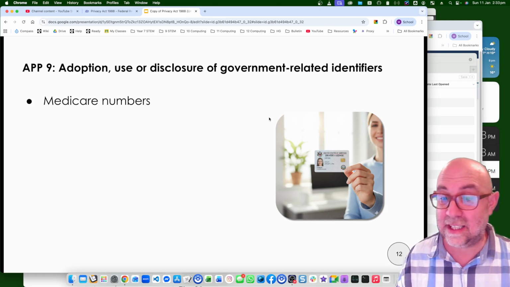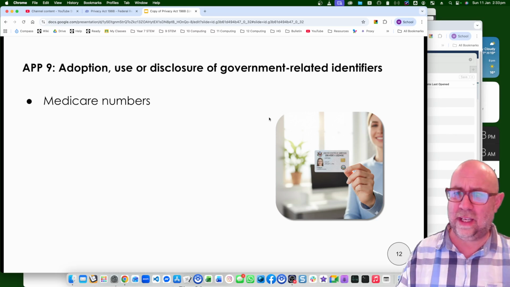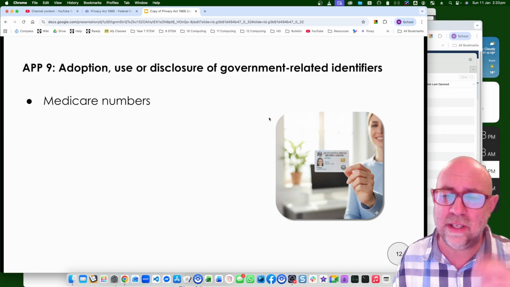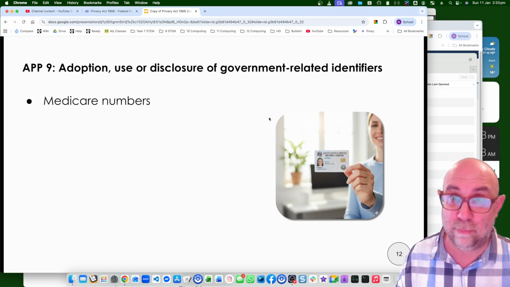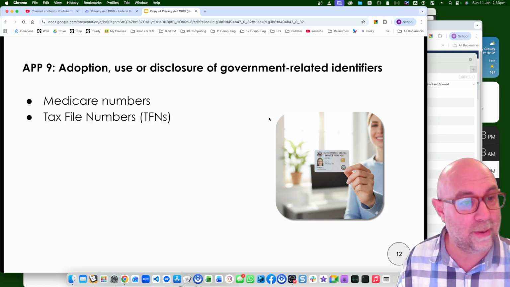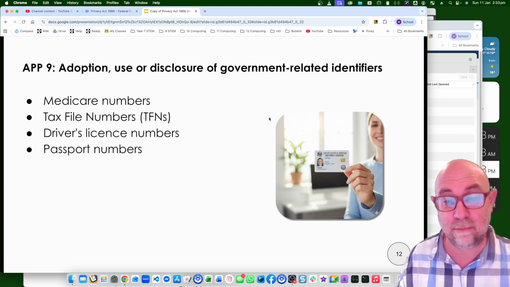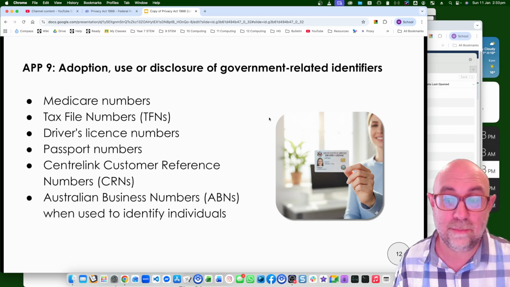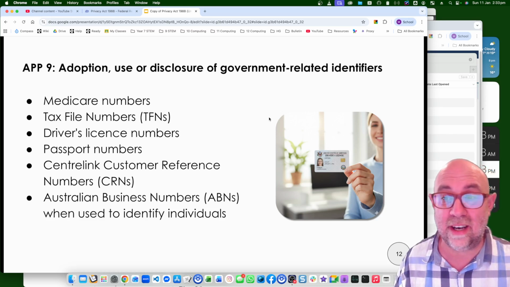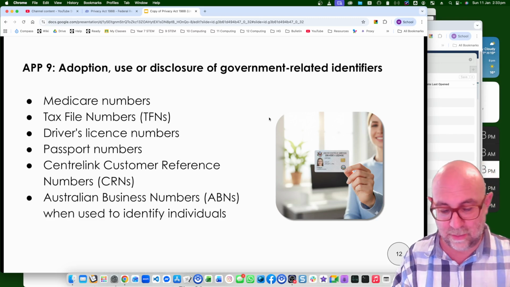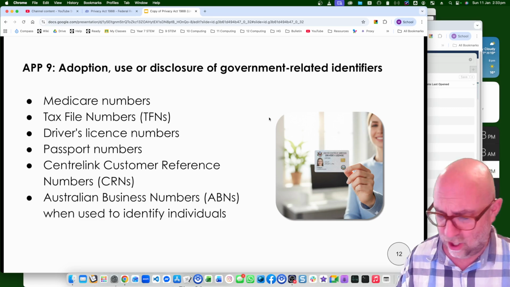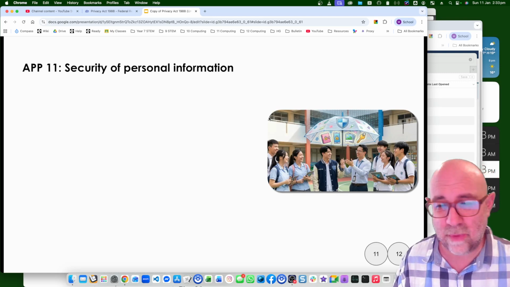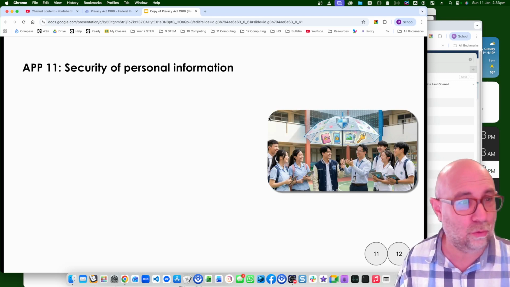So, things such as Medicare numbers. Now, this doesn't mean nobody can have it, and obviously the government uses it, but I can't just say, oh, I'm just going to use these existing things as my index, for want of a better word. Tax file numbers, driver's license numbers, passport numbers, customer reference numbers for Centrelink, and ABNs. So as you can see, there's quite a few government-related identifiers, and I can see why some developers would be tempted to say, oh, let's just use those. But you actually can't. There's rules around that. I'm not going to expound what they all are here, but there are rules.